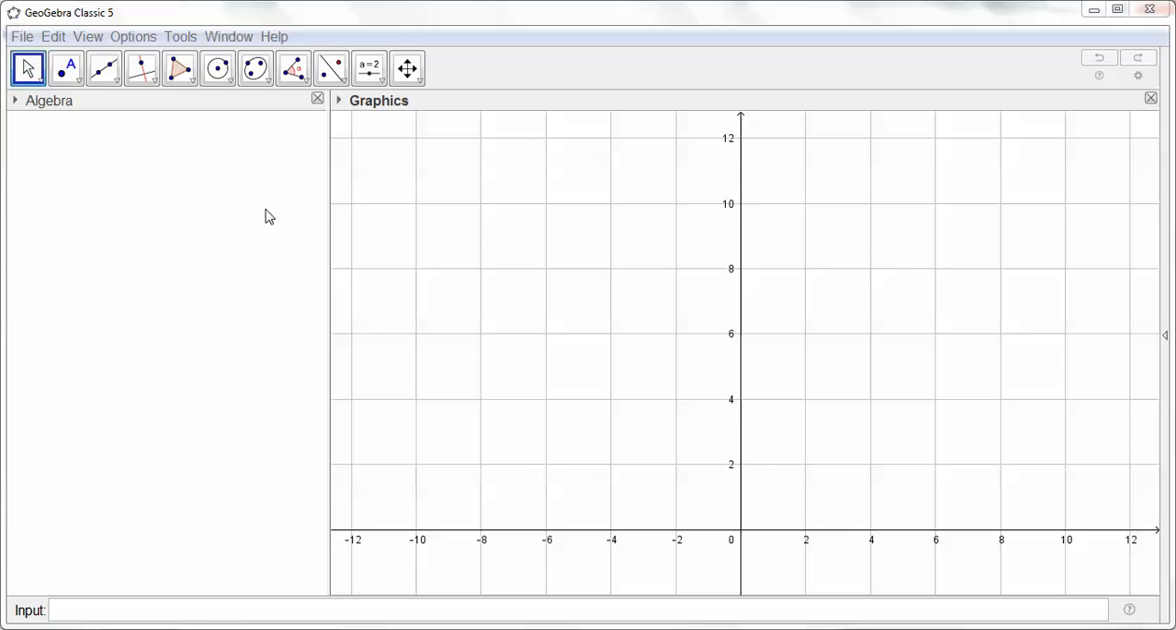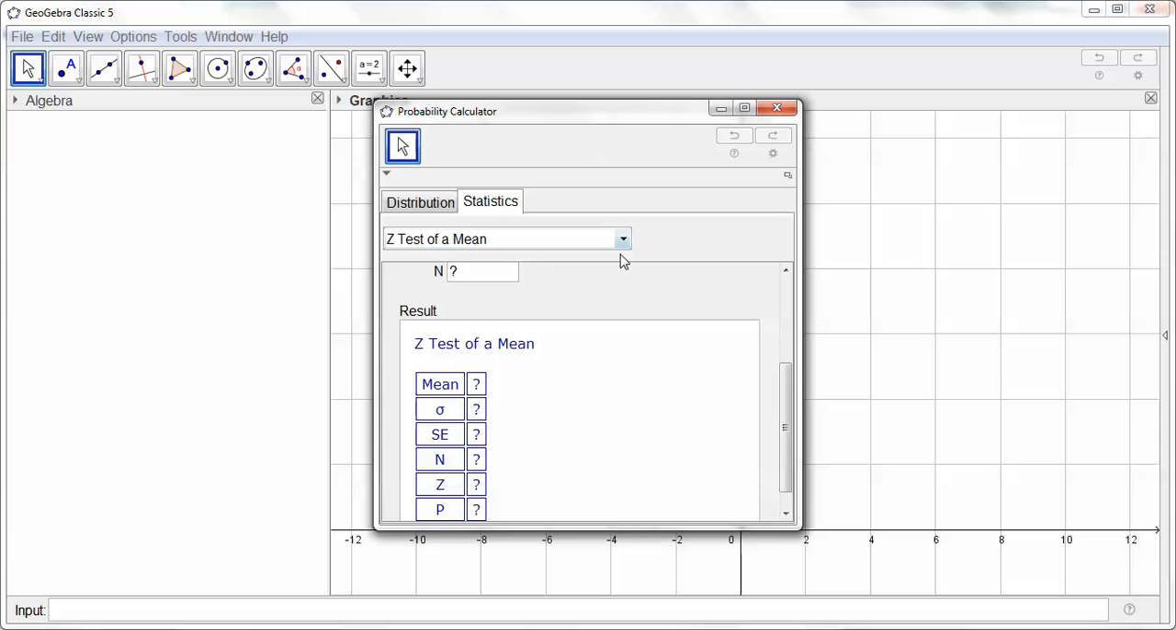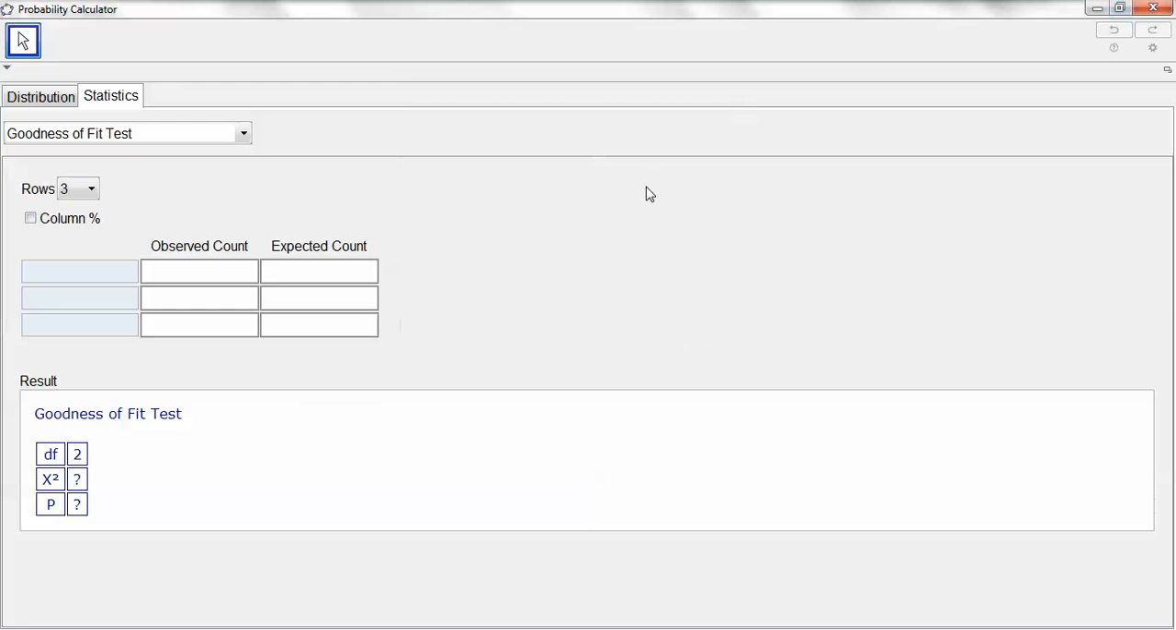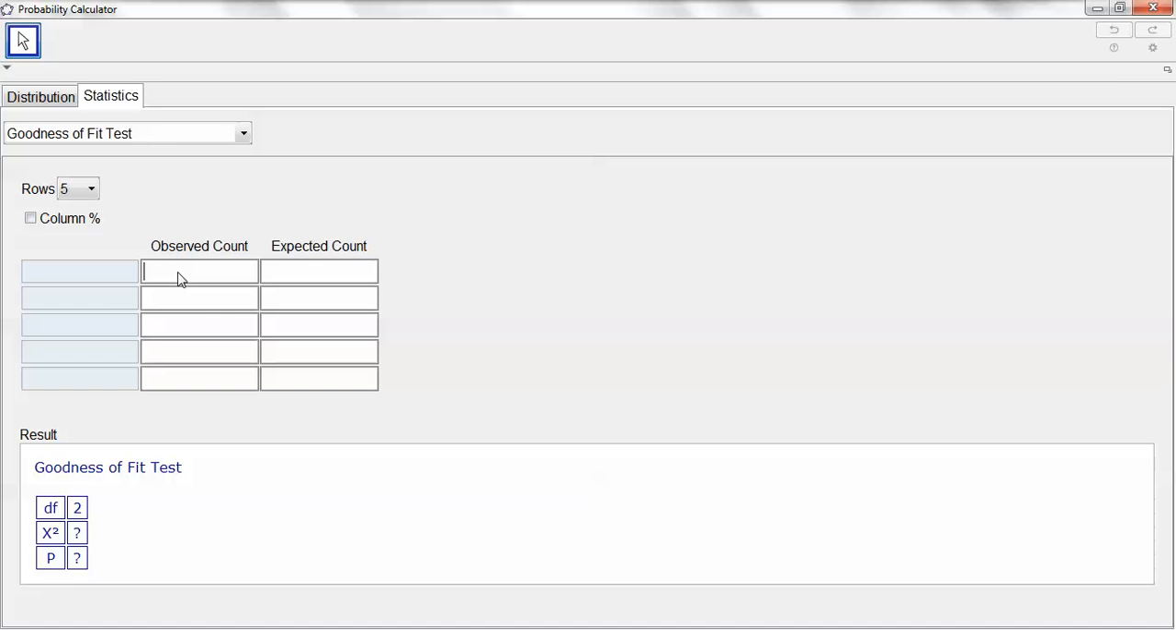So we're going to look at a goodness of fit test for chi-squared, which is example 12.6. So we go here to view, probability calculator, go to statistics, and goodness of fit test. If you look at the example I've got there, there are 5 rows of data we need to fill in. So I just go through the observed column.